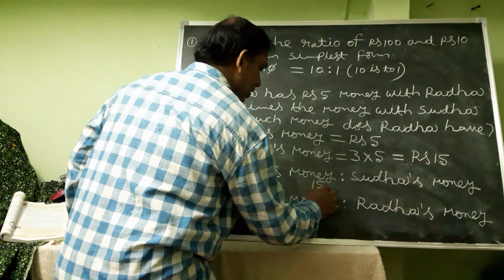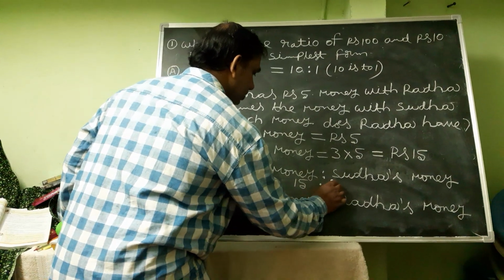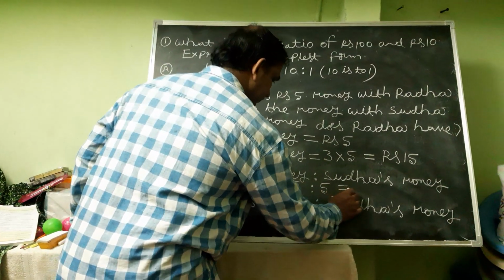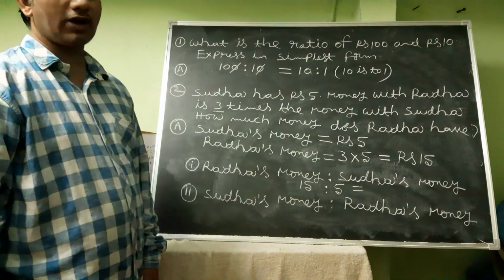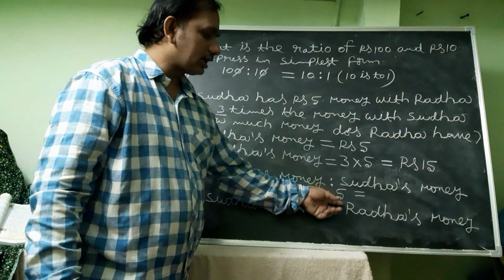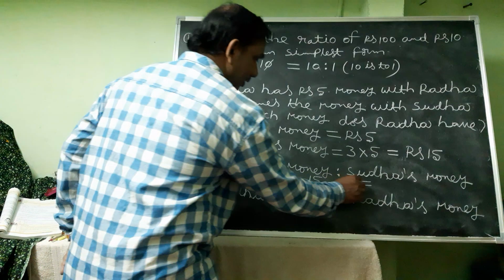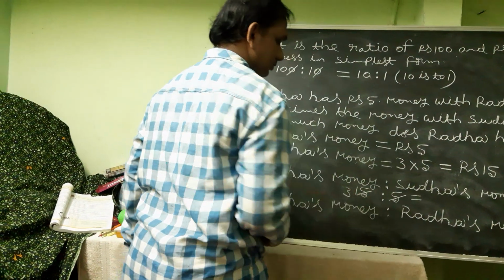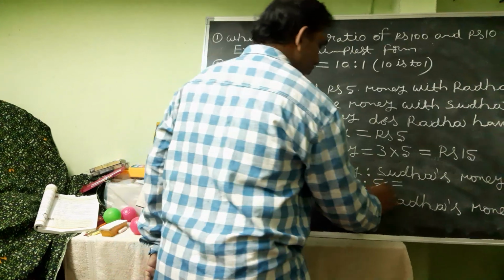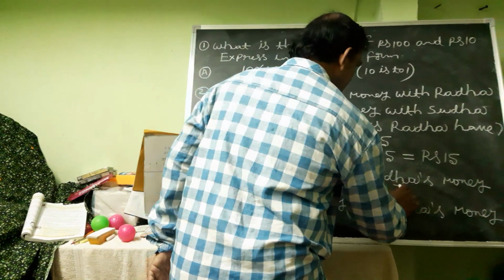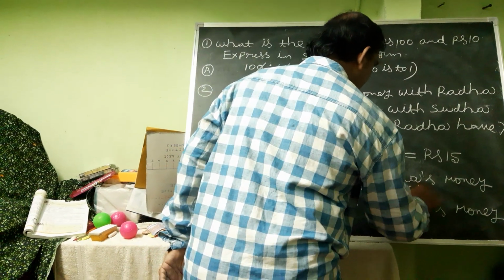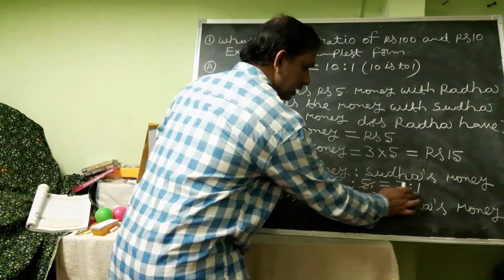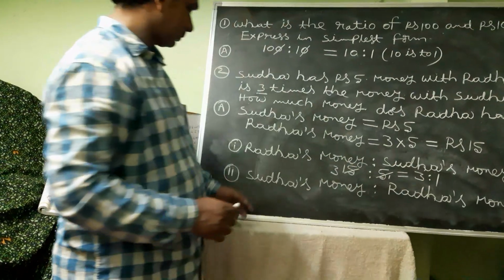Sudha's money, how much? 5 rupees. So 15 is to 5. Simplify the ratio. Cancellation: 5 ones are 5, 5 times 3 is 15. So 3 is to 1. Here 1 is there. The ratio is 3 is to 1.